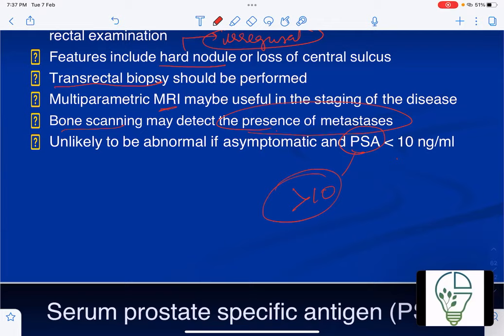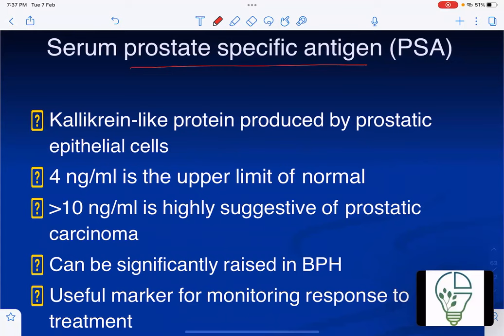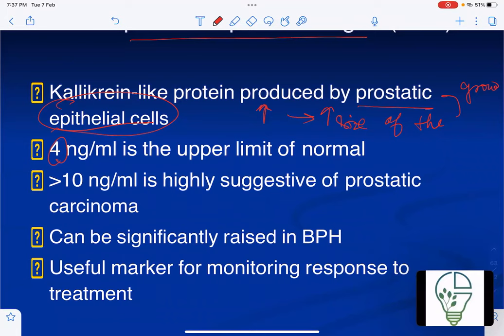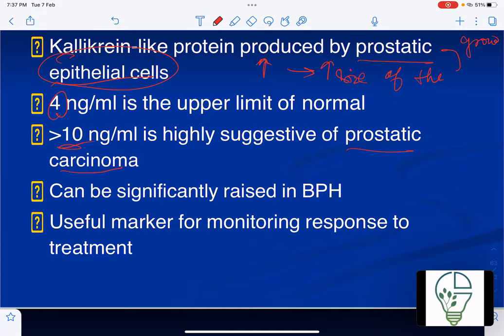Now, PSA is prostate-specific antigen. It is produced by the prostatic epithelial cells. So when there is an increase in it, you already know that there is an increase in the epithelial cells, meaning the size of the prostate is growing. Okay, this is how we tie it up. 4 is the upper limit of normal, and 4 to 10 could indicate that it's growing, but more than 10 is highly suggestive of prostatic cancer, and we must go through other methods like biopsy, etc., to rule it out. PSA is also used as a marker for follow-up, to see if the treatment we are giving the patient is useful or not.